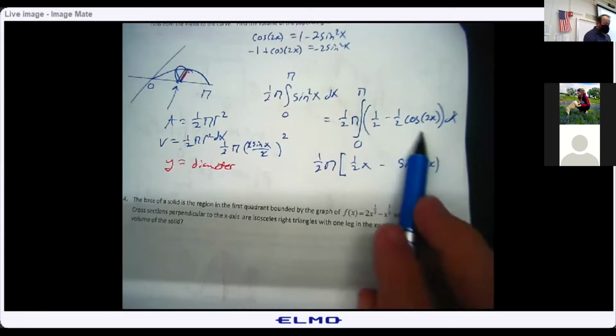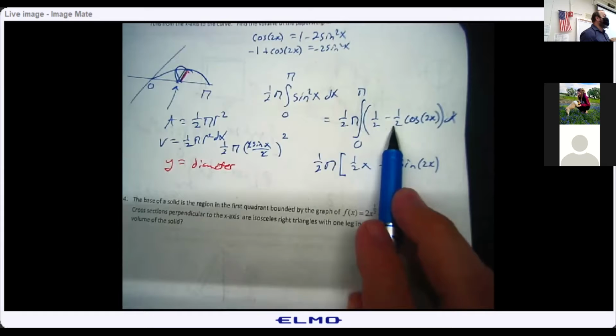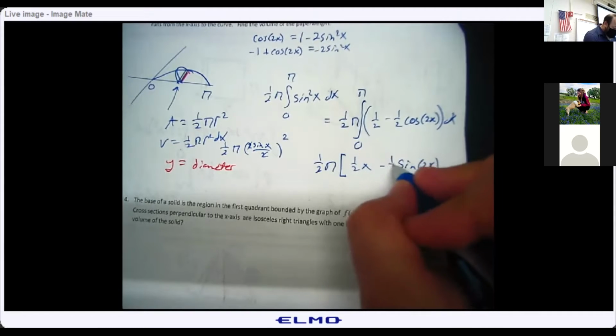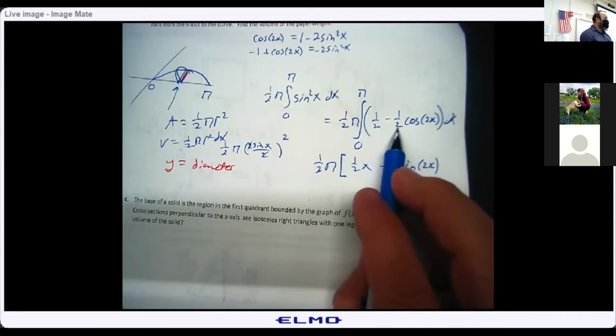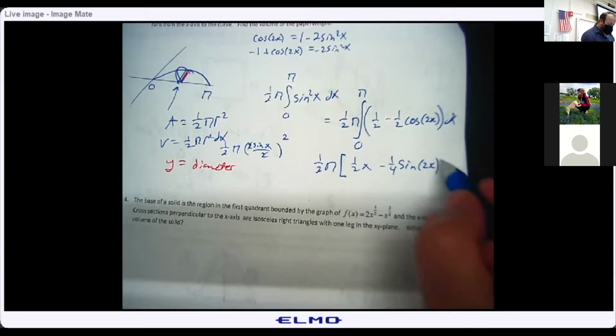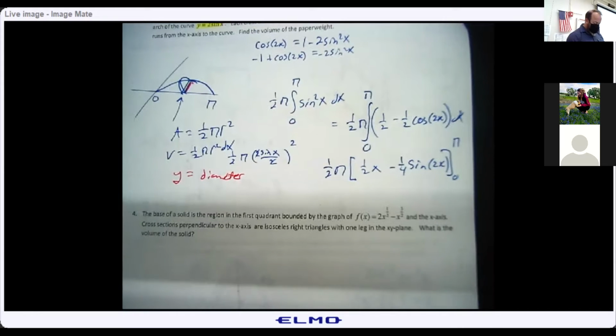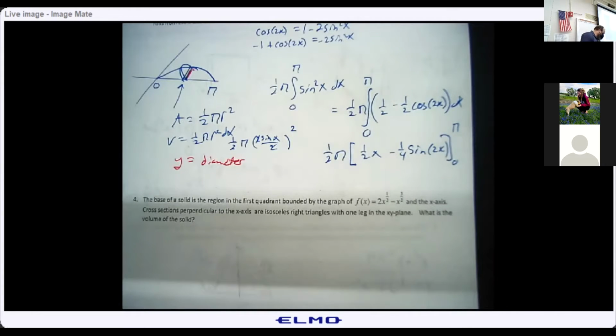So what's going to happen when we do this? We still have that 1/2 in front, but then we also have to deal with the 2x that was sitting in here. So what's it going to be? I believe it's 1/4. Because we already had a 1/2 in front, didn't we? We already had a 1/2 in front. And we're going to do this from 0 to pi. And that should do that pretty nice.